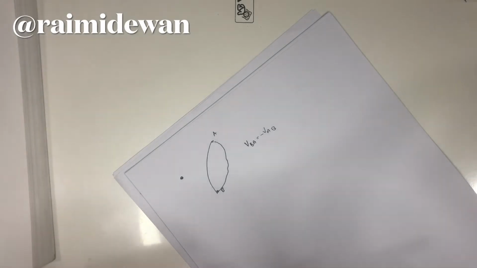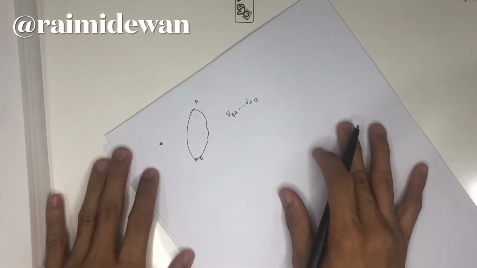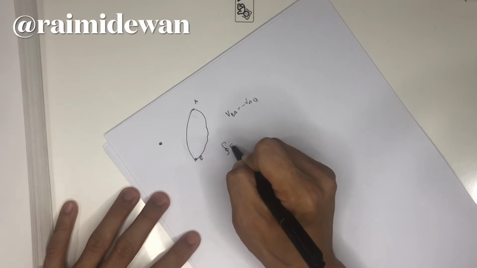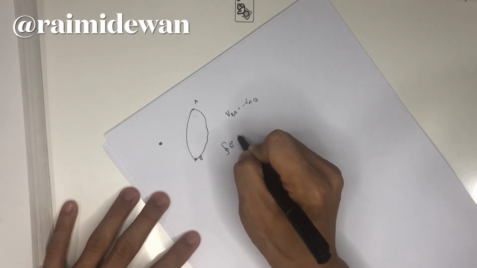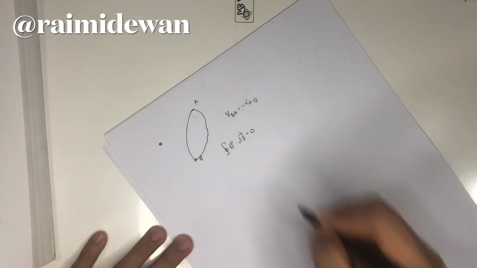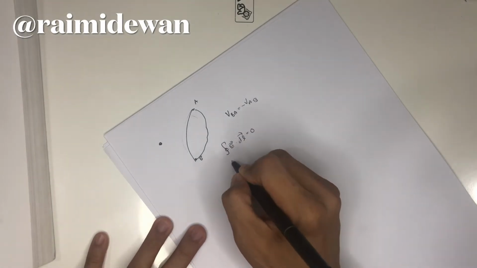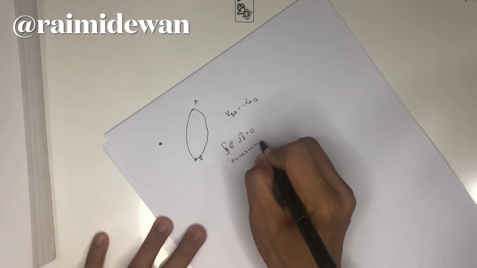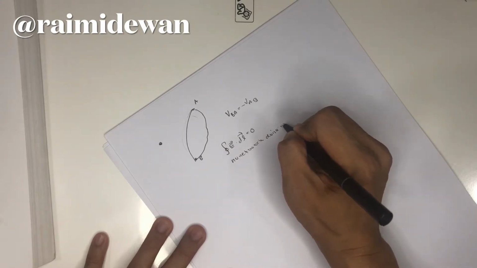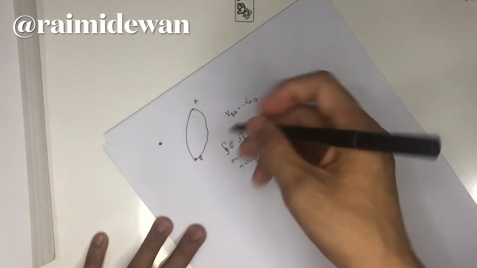If we take this path and this path, they form a closed path. If we take the integral over the closed path, we will obtain 0. What does it mean? This means that no net work is done in moving a charge in the closed path.